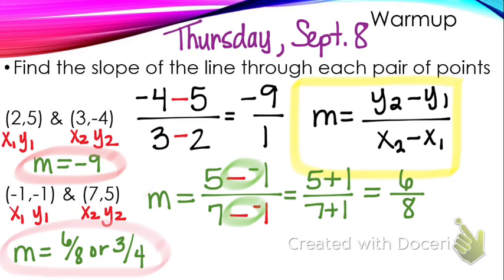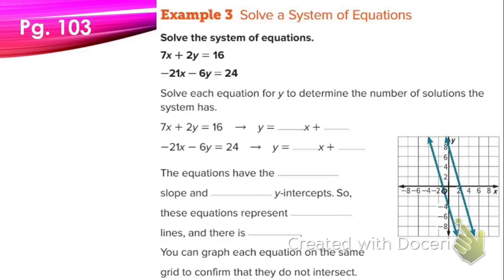All right, so let's go ahead and go. We have 2 examples to cover today. So on page 103 in your reveal books. Page 103, yes. So go to page 103.